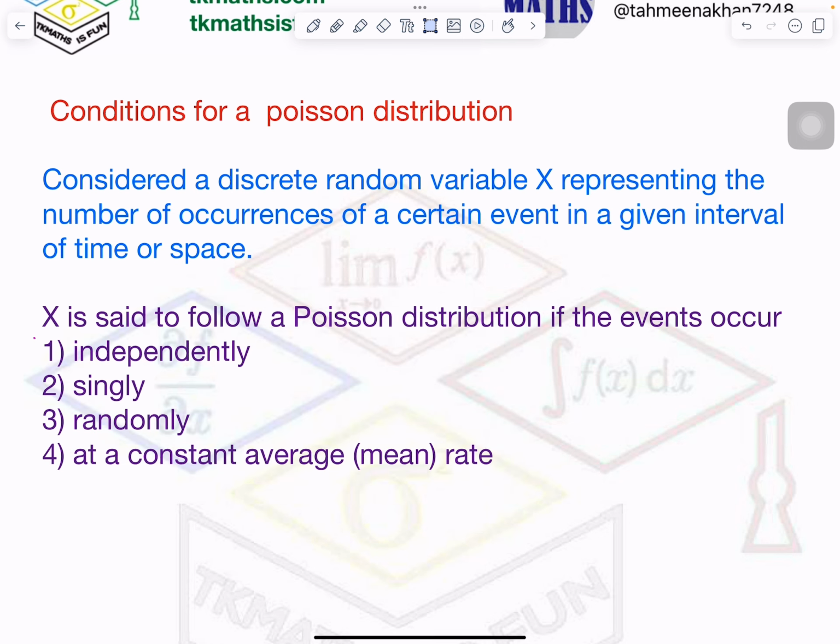Then it means there are 4 conditions. In past paper questions they often ask you to state 2 conditions, or they give you 2 conditions in the question and ask you to state the other 2. So you should know all 4 conditions. Number 1, the event occurs independently, singly, randomly, and at a constant average rate. So these are the 4 conditions you must know.